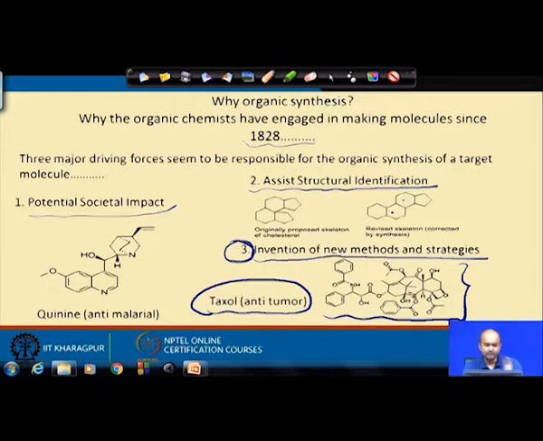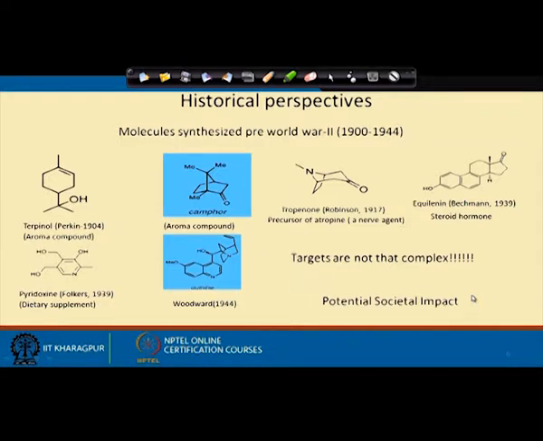So, these 3 points will basically give you an idea why you would like to make organic synthesis your core area of study or core area of discipline. I will try to give you a brief historical perspective from the very beginning, when human beings or synthetic organic chemists first started making molecules.